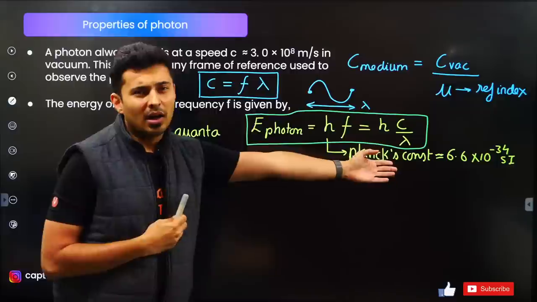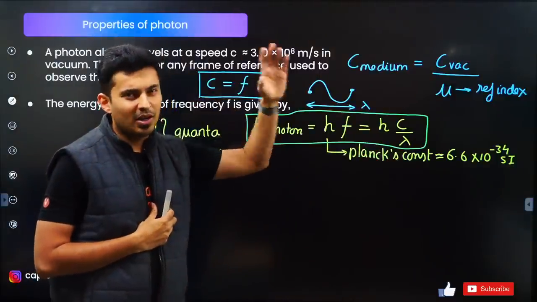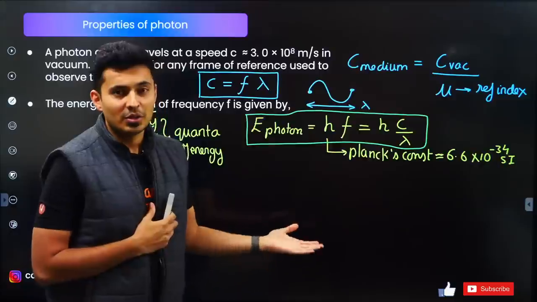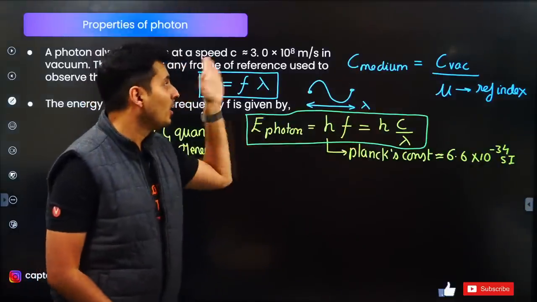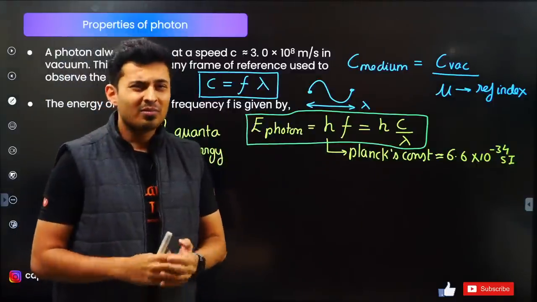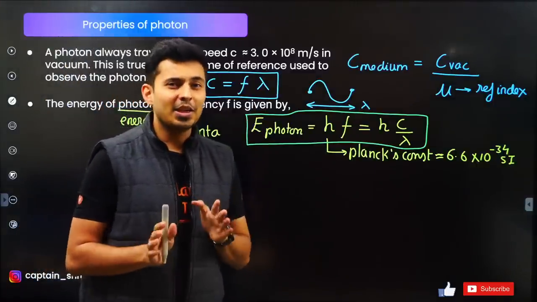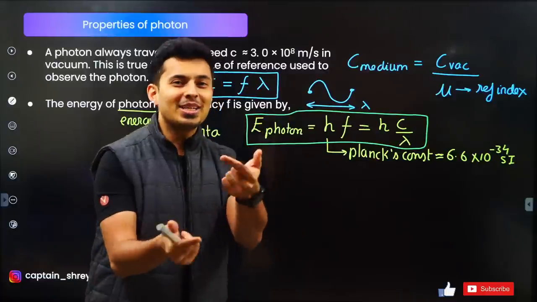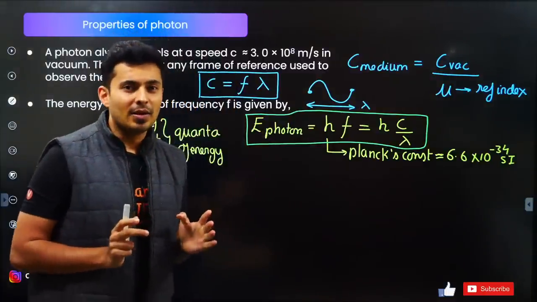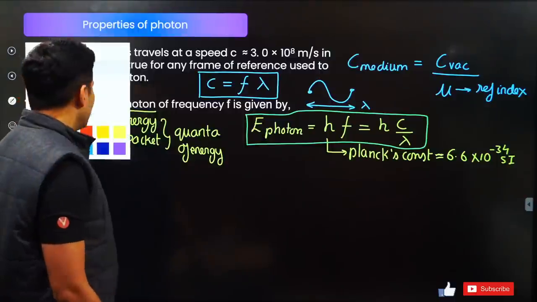Now, if I ask you to calculate, you will be like, sir, it is so boring to calculate. h, 6.626 into 10 to the power minus 34, speed of light, 3 into 10 to the power 8, wavelength in some other unit, it's difficult, no? I think there is an easy way to calculate it, and you can use this calculation shortcut for avoiding complicated calculations. What is that calculation trick?